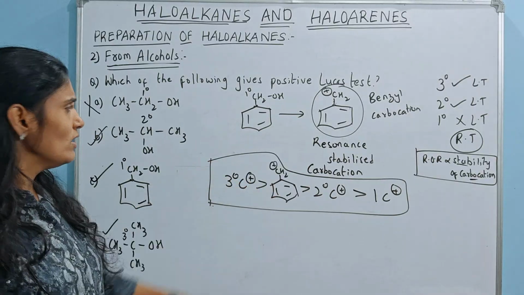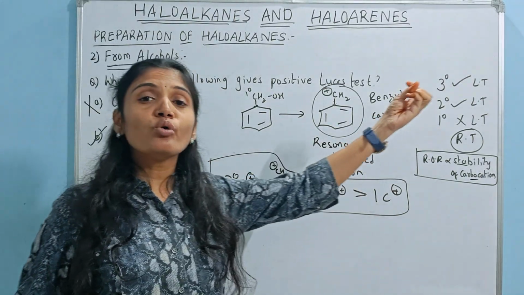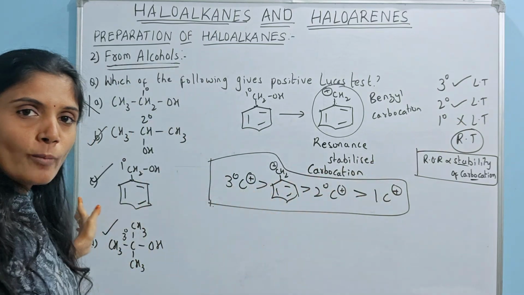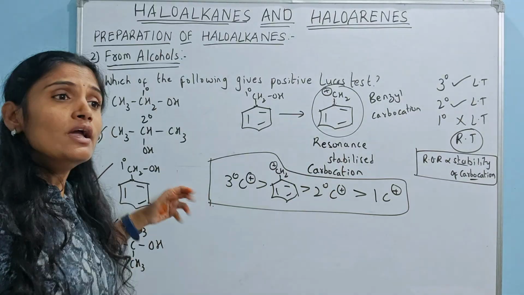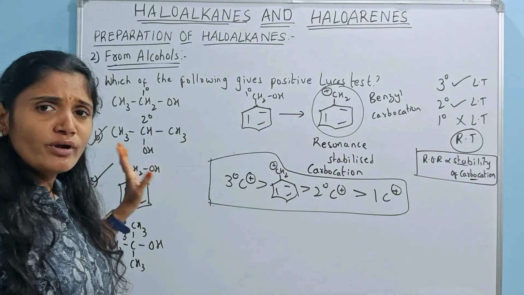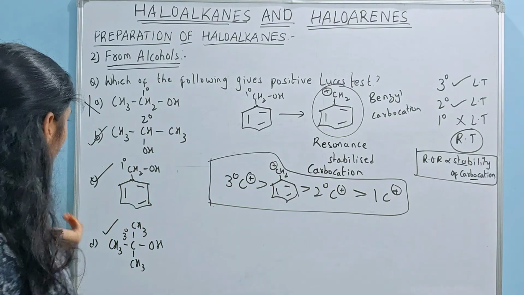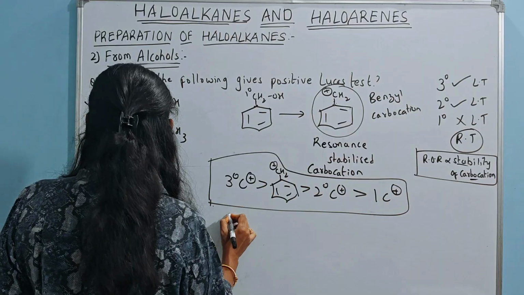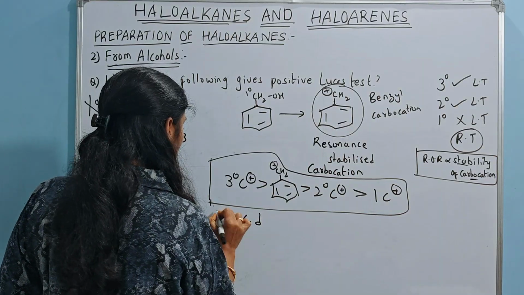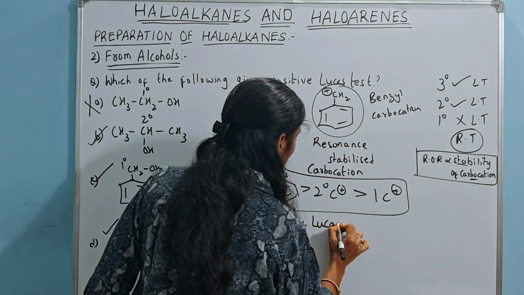And obviously secondary will give and primary will definitely not give. So be very clear, don't blindly see primary and put the option as it will not give Lucas test. Check which carbocation forms in any question. If you are seeing any benzene ring or something, it's better to check if it is resonance stabilized and then go for the option. So which molecules will give Lucas test here? Okay, so your answer should be B, C, D. Three of them will give positive Lucas test.